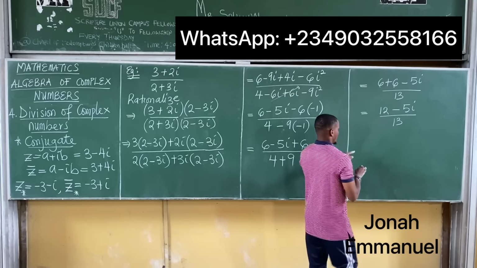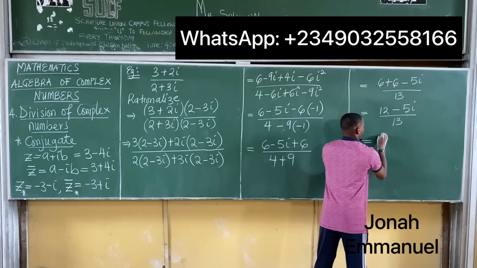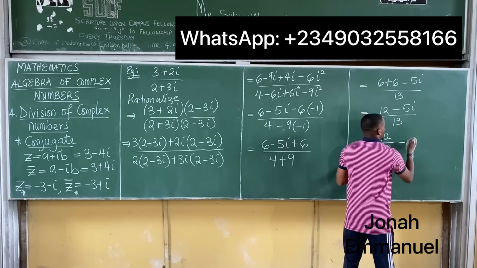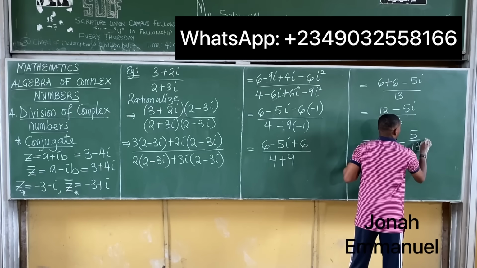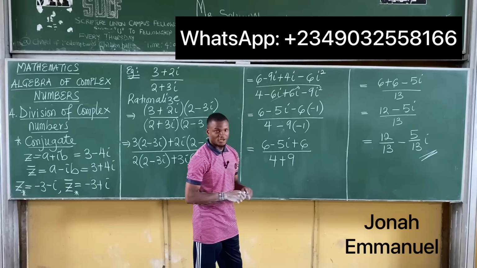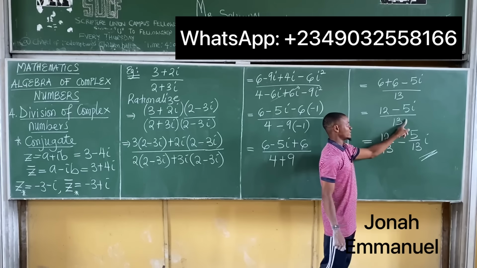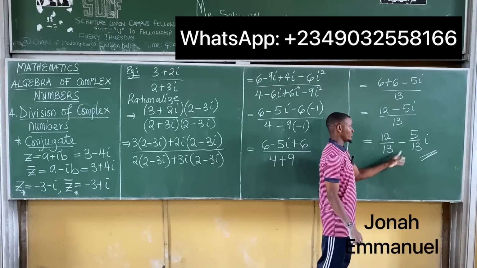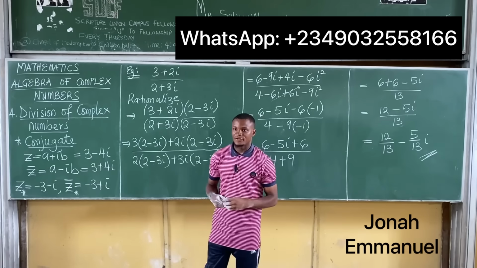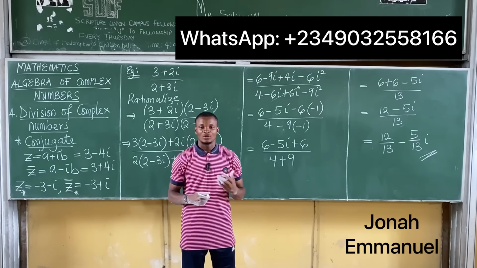So this is my answer. That means for this, I will separate them, it becomes 12 over 13 minus 5 over 13, and then I have i. All right, so this is how we do division of complex numbers. Observe that the denominator now is no longer a complex number. It's just a real number. You can now separate this. So this is how we solve problems on division of complex numbers. We'll take some other examples and then move on to something else.